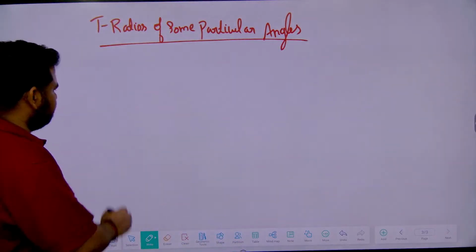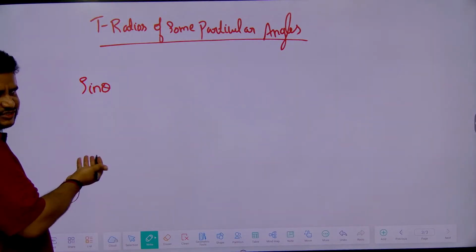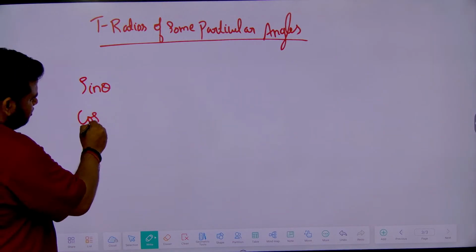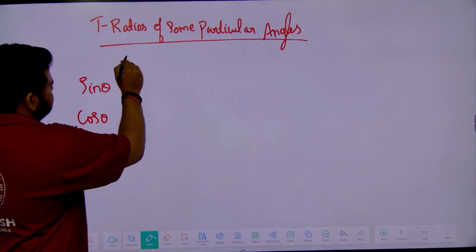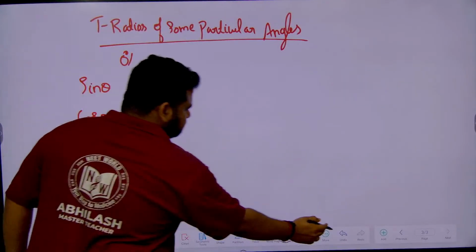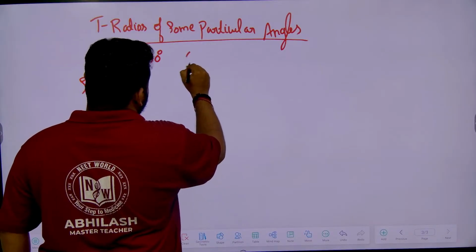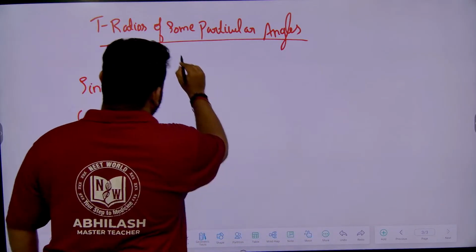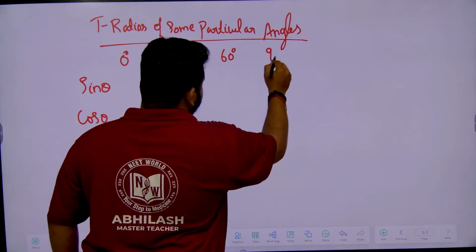Okay, so let us learn only for sine, cos, tan. Remember, others are just reciprocals. Sine, cos, tan. 0 degree or 0 radians, whatever it is. 30 degree, 45 degree, 60 degree and 90 degree.